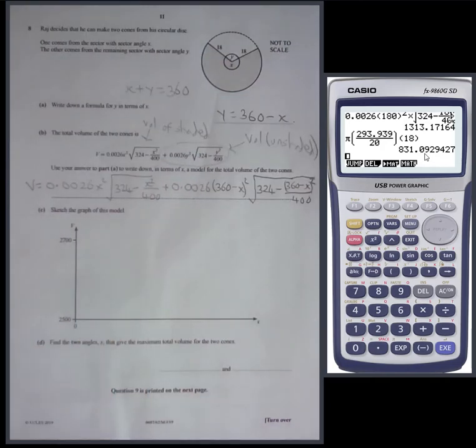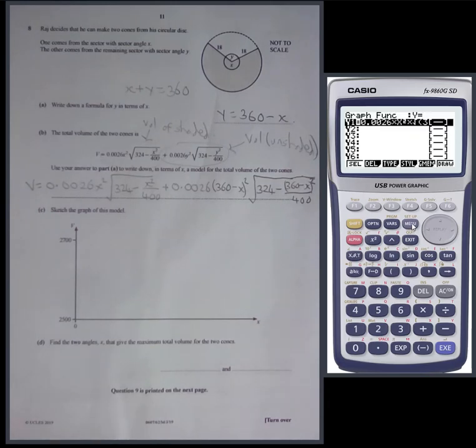Sketch the graph of this model. So this is going to take a while to plug it in, but actually if we go back to our graph, it's not that bad because we've already got the x function in, so all of this first bit is already in, so we just need to go and put the rest in.